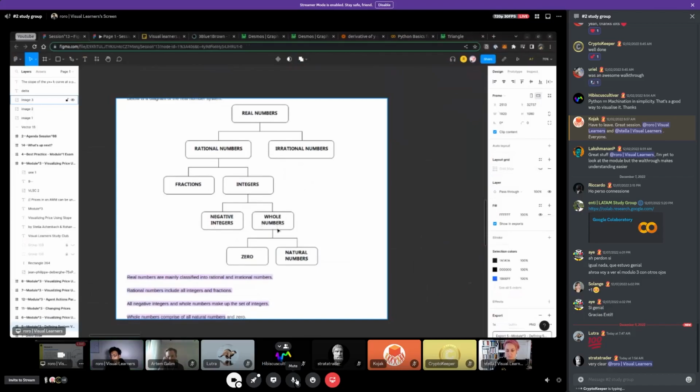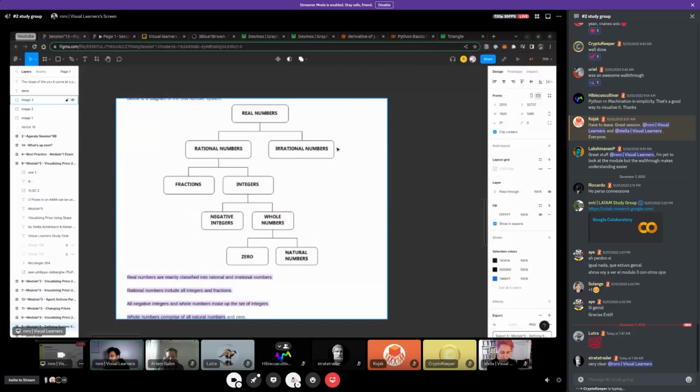Whole numbers include 0 and the natural numbers. Natural numbers are 1 onwards, so 1, 2, 3, 4. So whole numbers are 0, 1, 2, 3, 4, everything that comes in the set. Then negative integers and all of these whole numbers combined become integers. Integers and fractions make rational numbers.